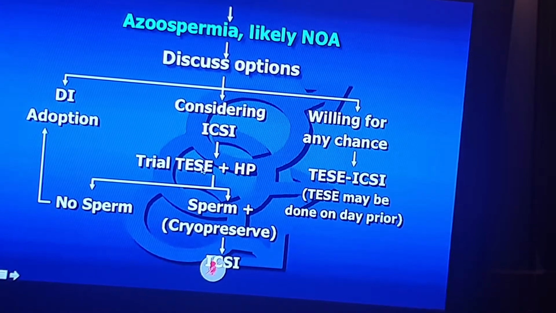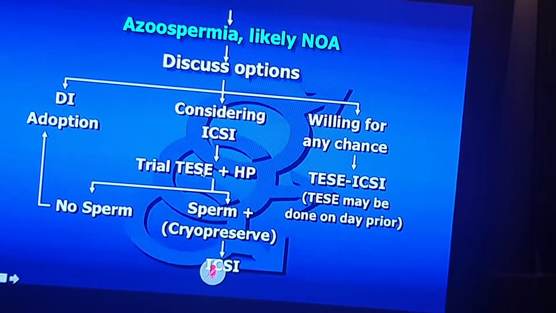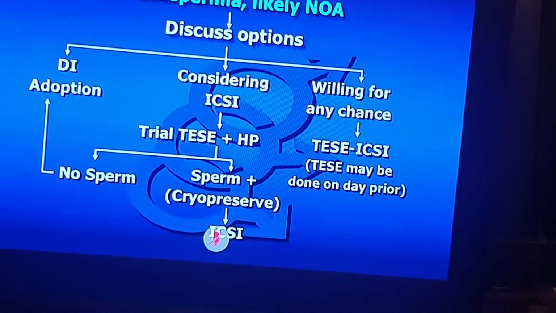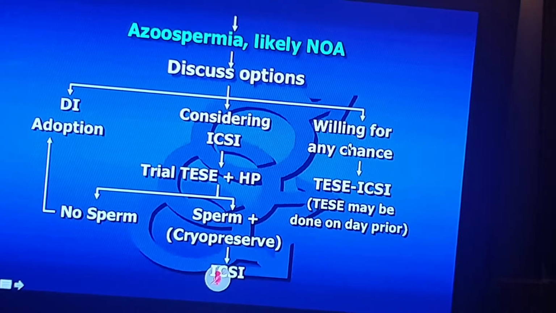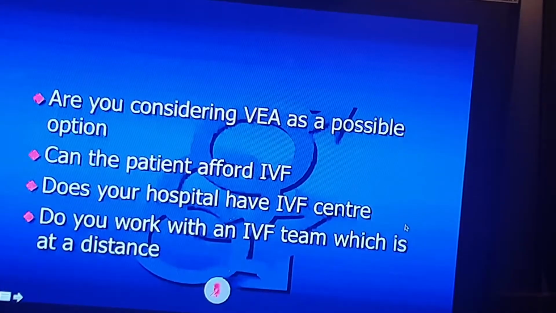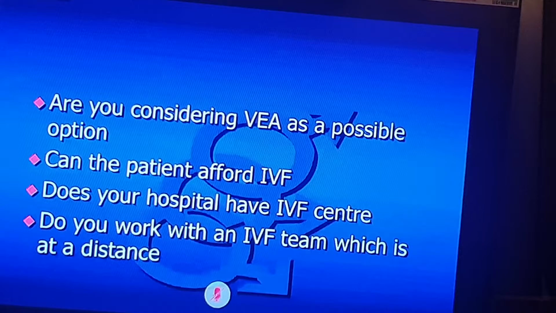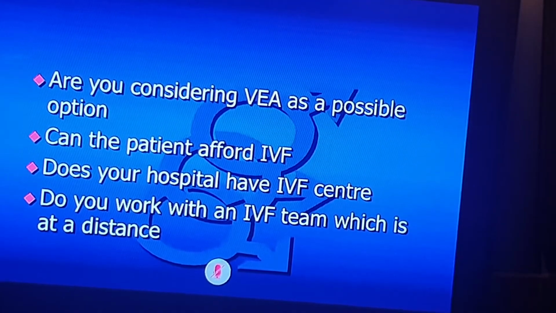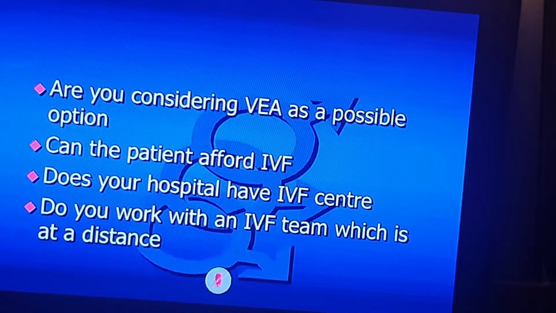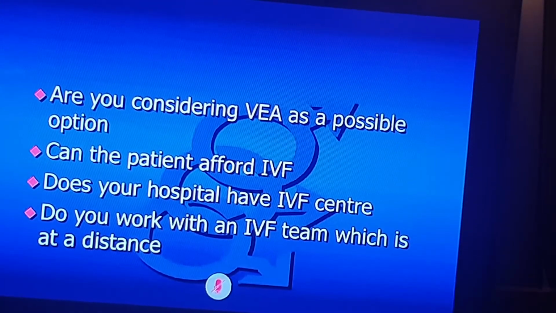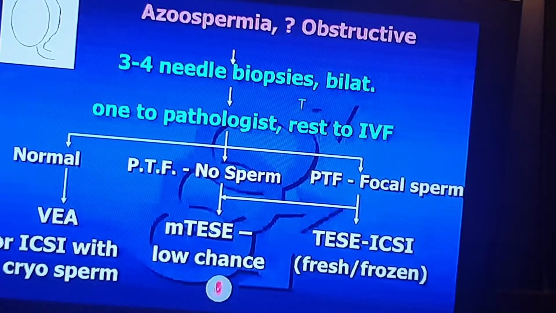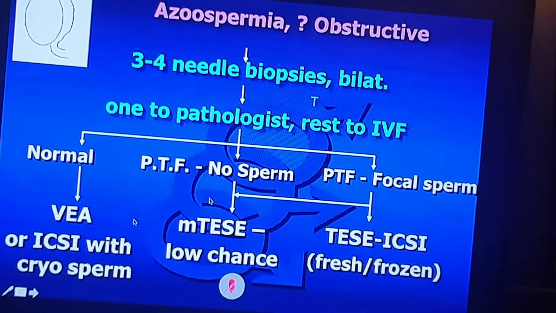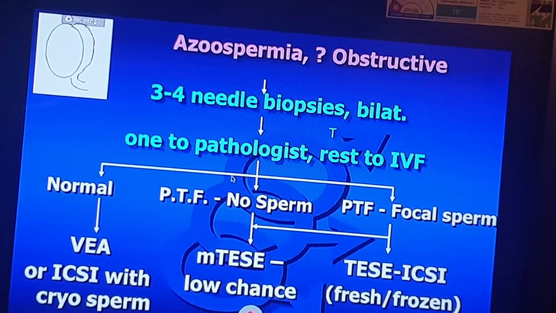And either you can do ICSI with the frozen sperm, or you can take him for microsurgical reconstruction, or directly the patient may go in for IVF ICSI. So a lot will depend on, in these cases where you're not sure, whether the patient can afford IVF, whether you're considering VEA, do you have IVF, can you do sperm freezing? And based on that, you may do 3-4 needle biopsies and then decide whether to do a VEA, whether to do nothing at all, or whether to do IVF.